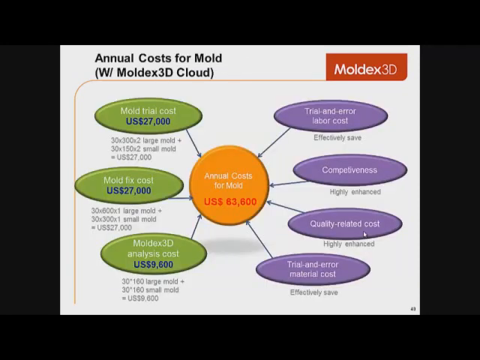Now this slide stands in contrast to the one we saw just a minute ago, where the cost was over $200,000, and we see that is reduced to only $63,000 per year with Moldex 3D software. Again, keep in mind this is an example based on a mid-sized company, but if your company is larger or smaller, you can use the previous slides to run a savings calculation that would fit your company's size.